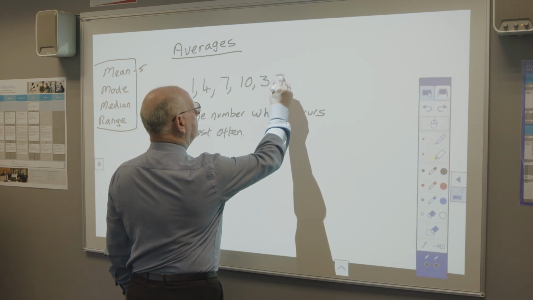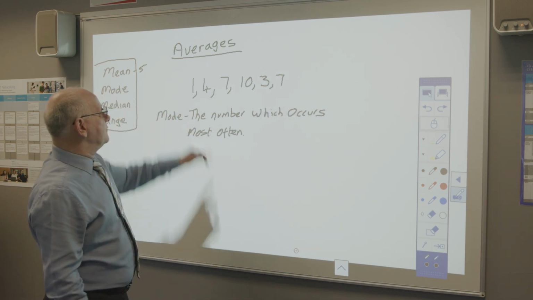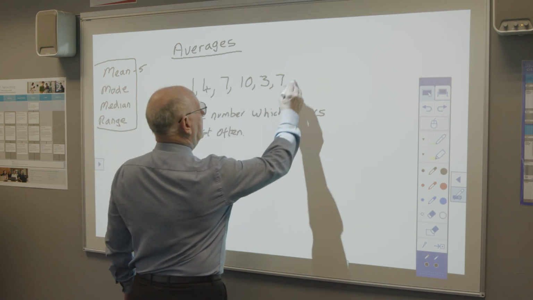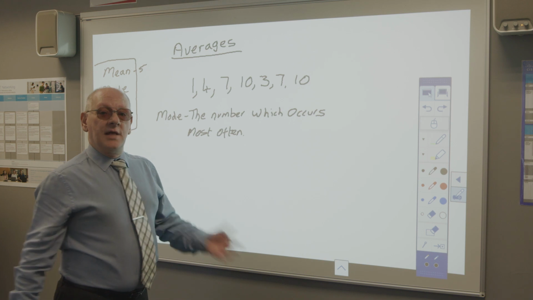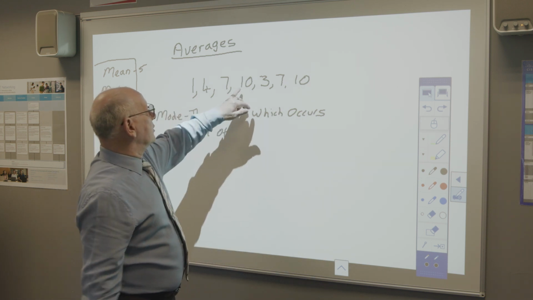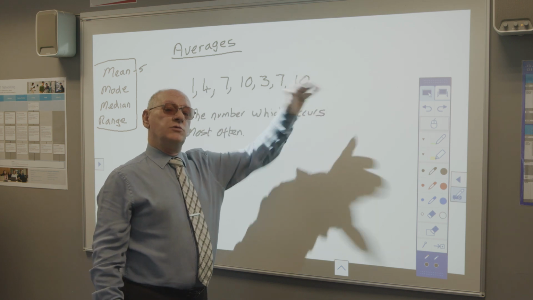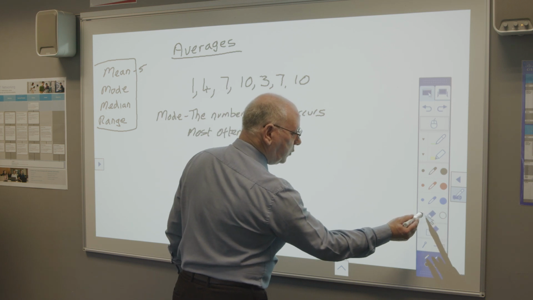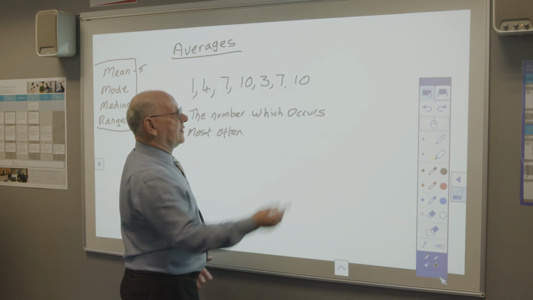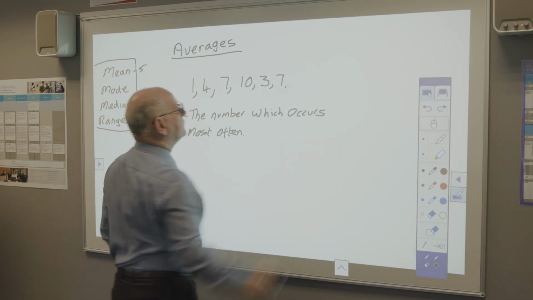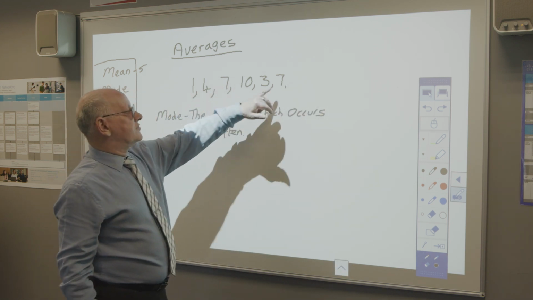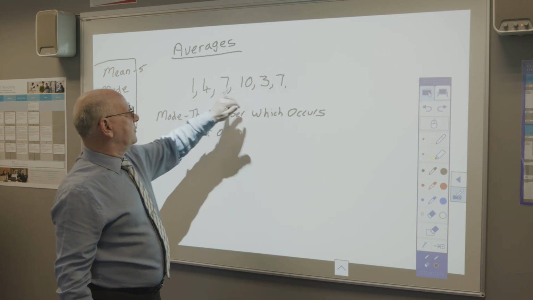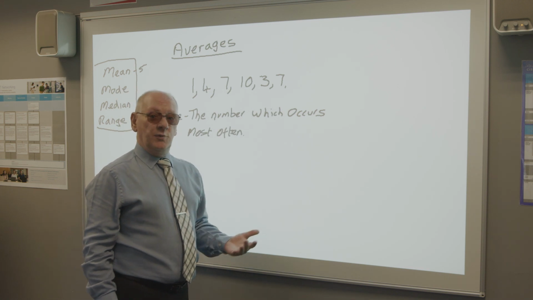If I added a 7, now there's a mode, because we've got 2 7s and 1 of everything else. But if I add another 10, now there's no mode again, because we've got 2 7s and 2 10s. So no one number occurs more than any other. It has to be one number that occurs more than any other. If I take the 10 off, now we're back to a mode of 7, because we've got 1 1, 1 4, 1 10, 1 3, but we've got 2 7s. So that would be the mode in this list.